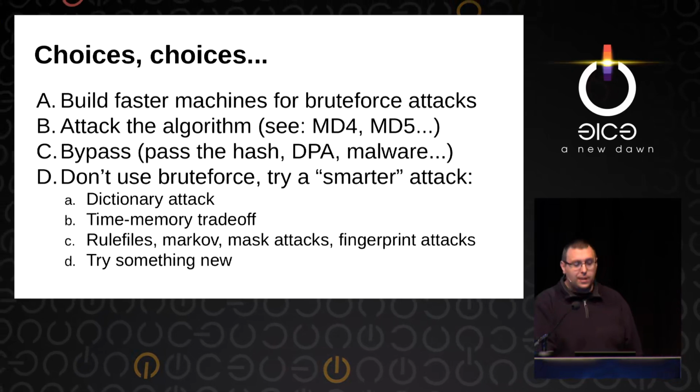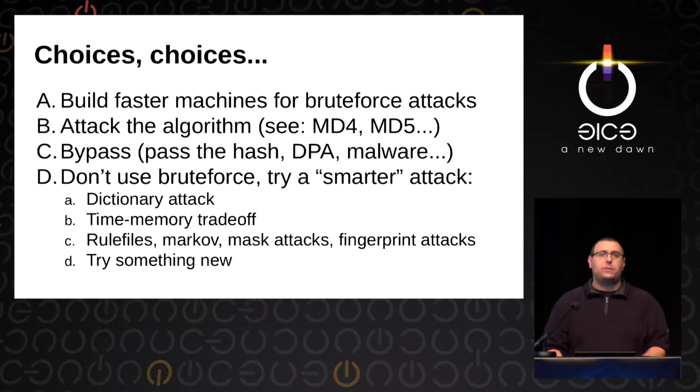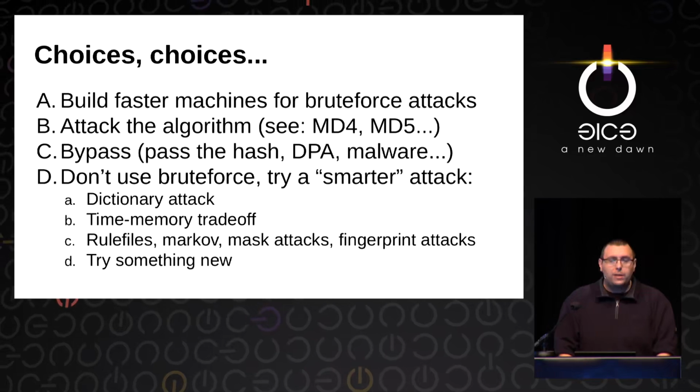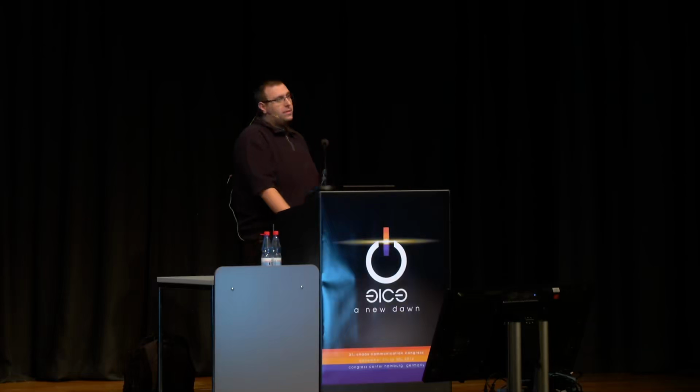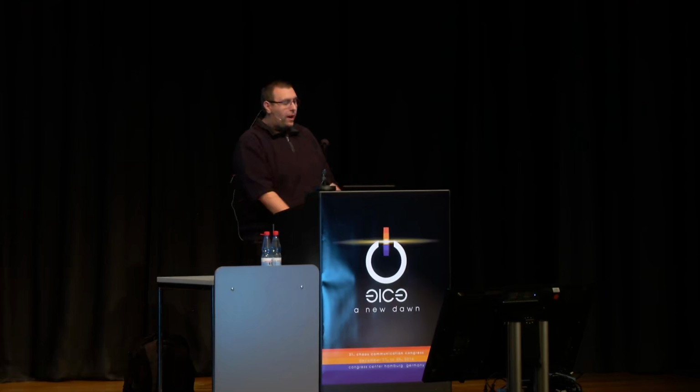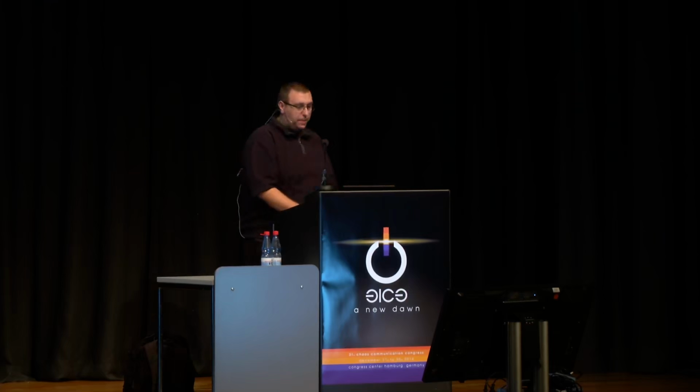The third one is bypassing, which means using something like pass the hash attacks, differential power analysis, or doing all the things that the NSA does to simply obtain the password somehow from the machine without any interaction on cracking the real password. The fourth one is just don't brute force the password. Try a smarter attack. Then people use a word list, then they use rule files, then they use time-memory trade-off attacks, like rainbow tables. Then they use Markov attacks, mask attacks, fingerprint attacks, or something else.